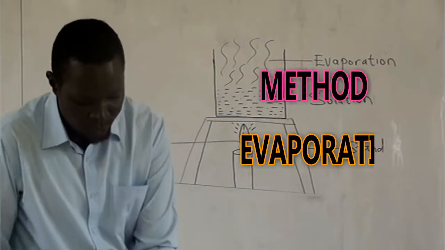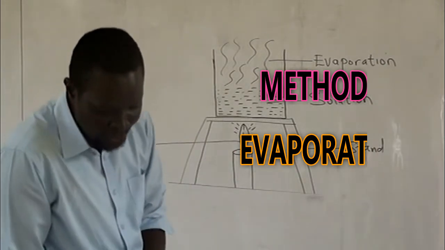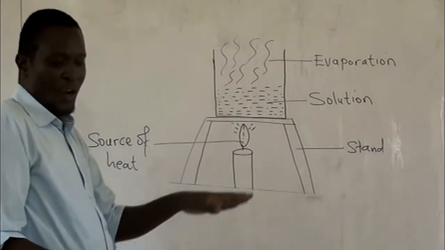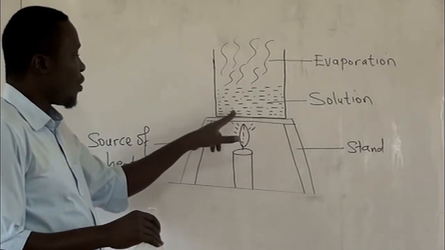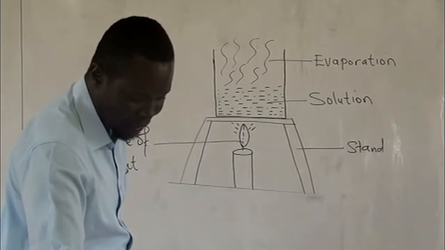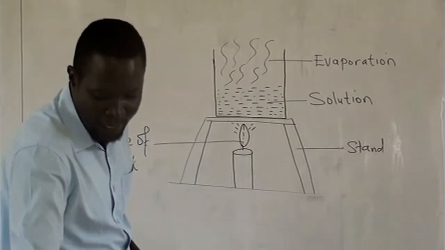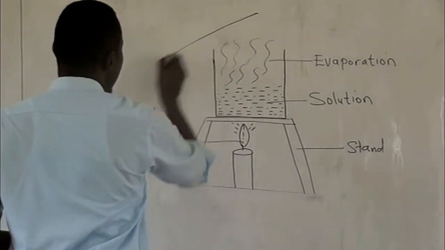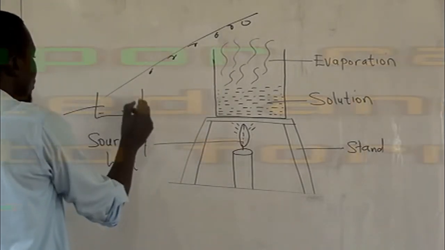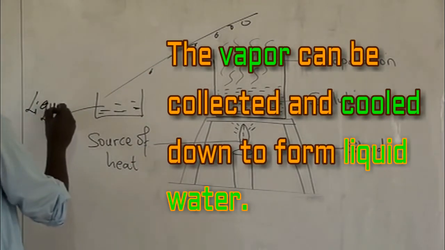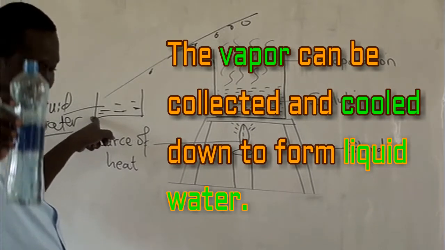Next, water turns into vapor through evaporation. And the sugar or the salt that dissolved in here will remain at the bottom of the pan. The vapor that evaporated can be collected and cooled to form back liquid water. Here, we have gotten our pure water that we had previously.